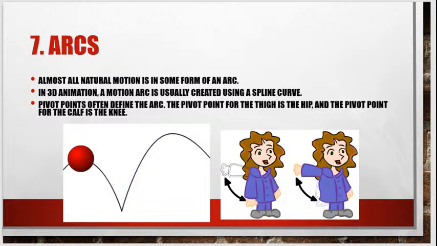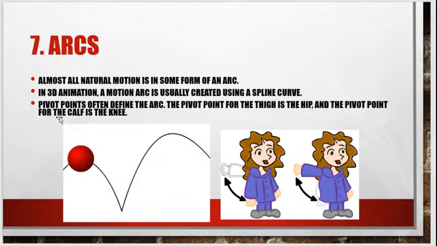Now here, if you see a ball, the ball does not move like this. It moves with a curve like this, and that is known as an arc. Here also, you can see that her hand does not move like a robot. It moves like an arc, like a swing, like a curve. So that's what you should have, arcs inside your 2D animation. Whatever you want to move, move it with a rhythm, with an arc, with a spline, or you can say with a curve.